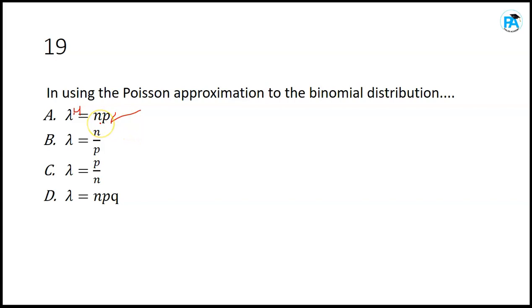n times p is your mean. When you're using Poisson approximation to binomial, you use the n in the binomial to multiply the p to get the mean, so that you can use the Poisson. So the answer is A.